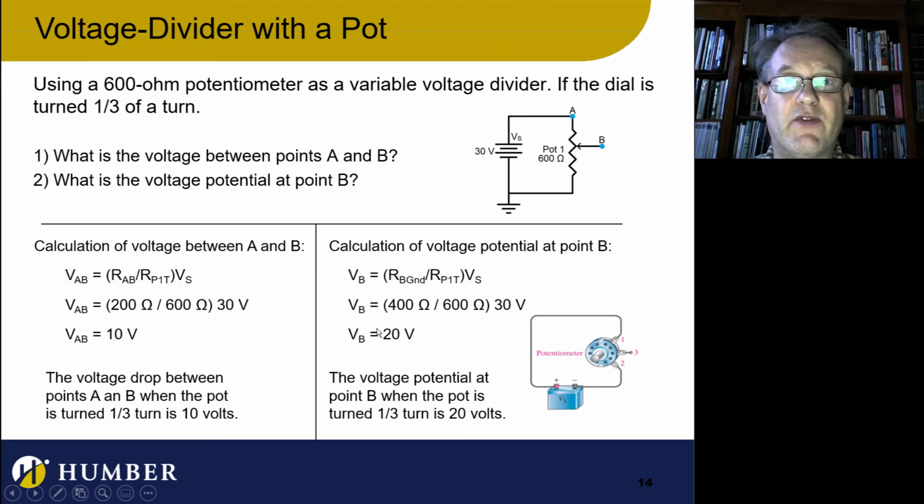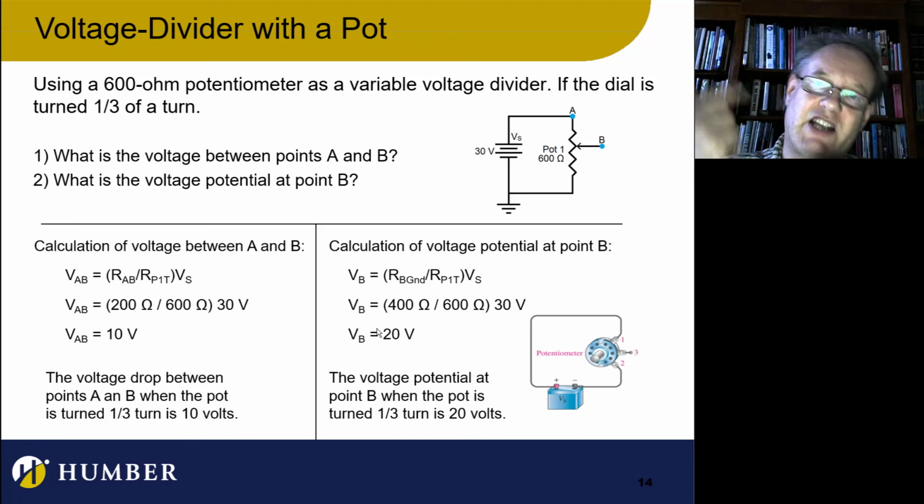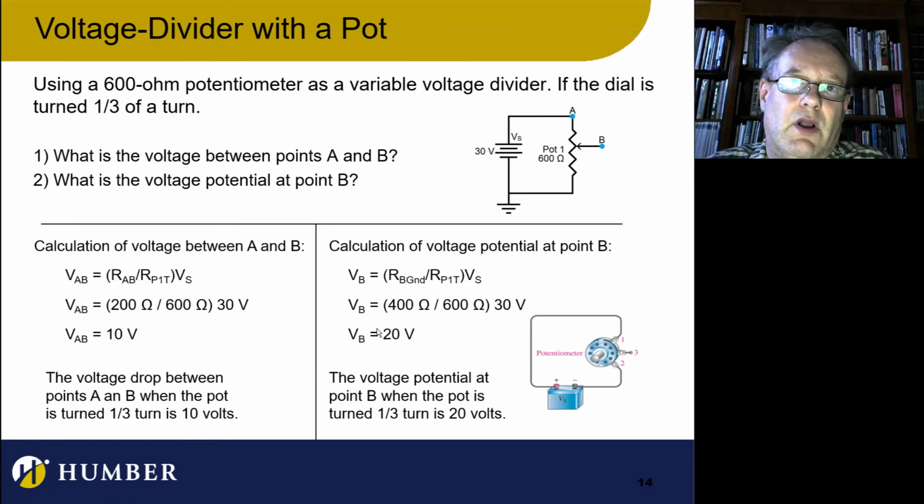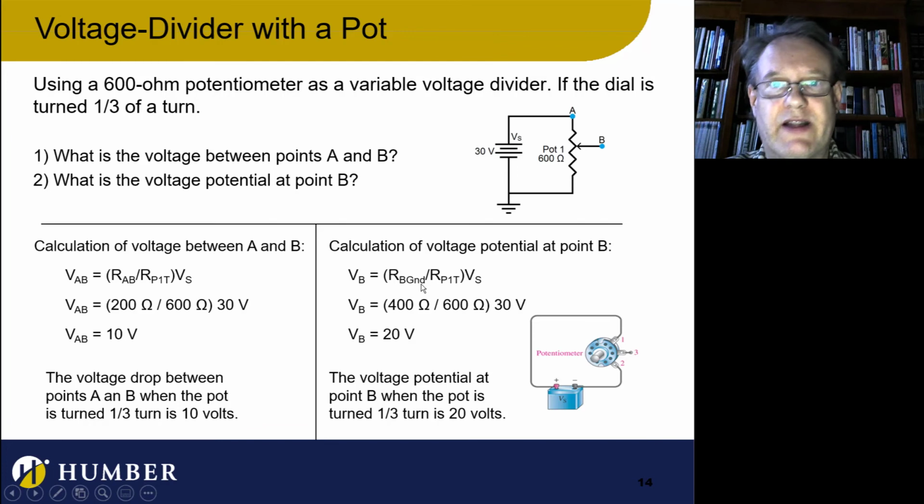What I'm going to say is the voltage potential at point B is the voltage drop across that last section. So how do I name that? I don't know. RA ground? I mean, RB ground? That's what I've called it here. RB ground. So that's that section of the resistor divided by the total resistance of the pot, multiplied by the source voltage. So it's 400 divided by 600, times 30, equals 20 volts.